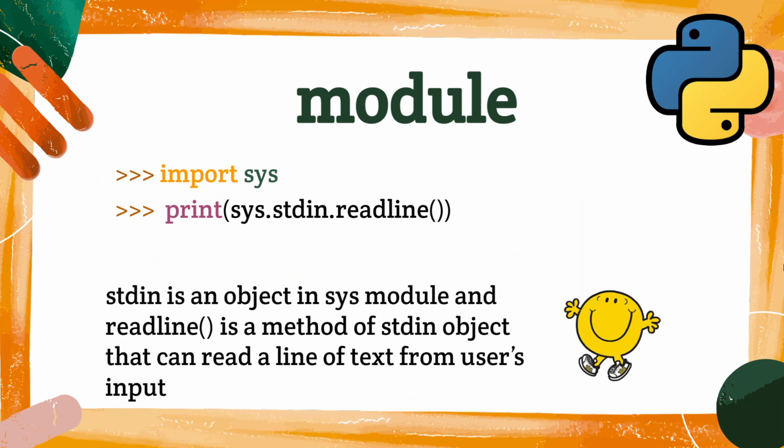Let me introduce another module sys that provides a very useful method. Standard input is an object in sys module, and readLine is a method of standard input object that can read a line of text from the user's input. So, if you want to get the user's input, you can have a variable to store sys.stdin.readLine, and then you can manipulate the user's input such as to print out. So, in this case, if I type test, the screen reads my input and prints test again.